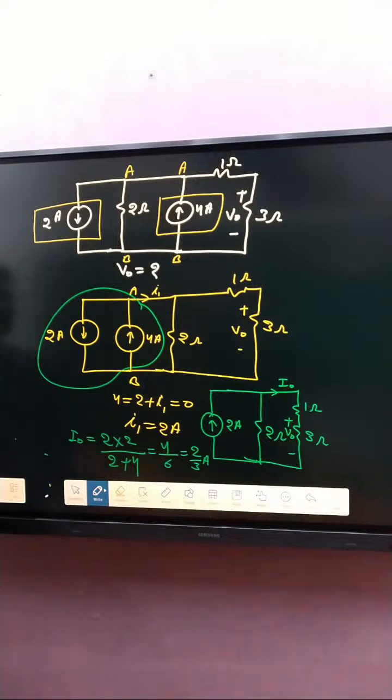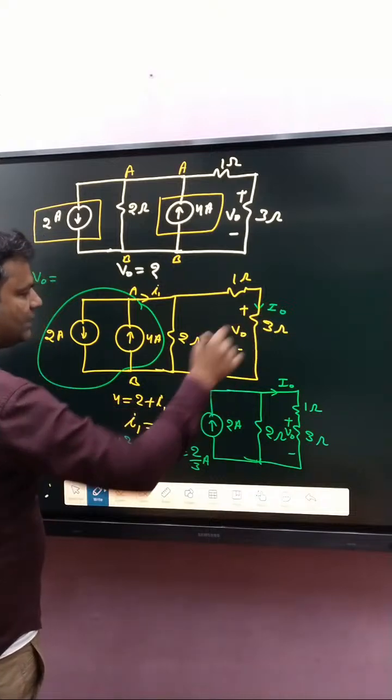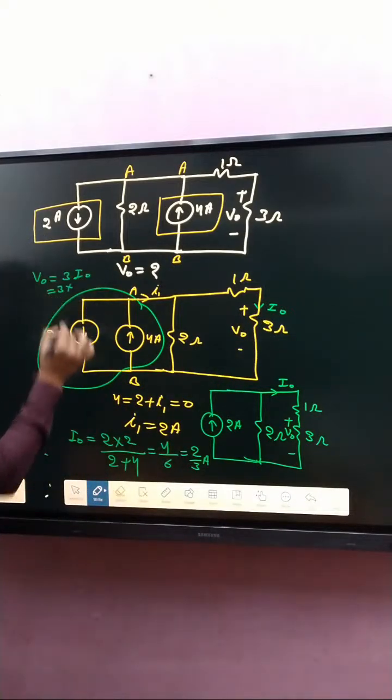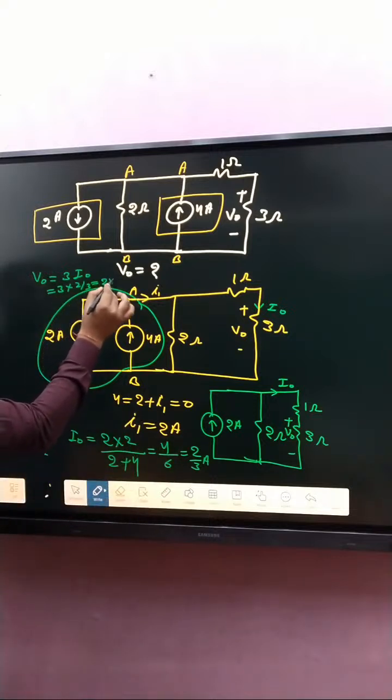But our target is how much? V naught. So V naught basically is 3 into I naught. So 3 into I naught, if 3 into I naught is how much? 2 by 3, so that is 2 volt, the right answer.